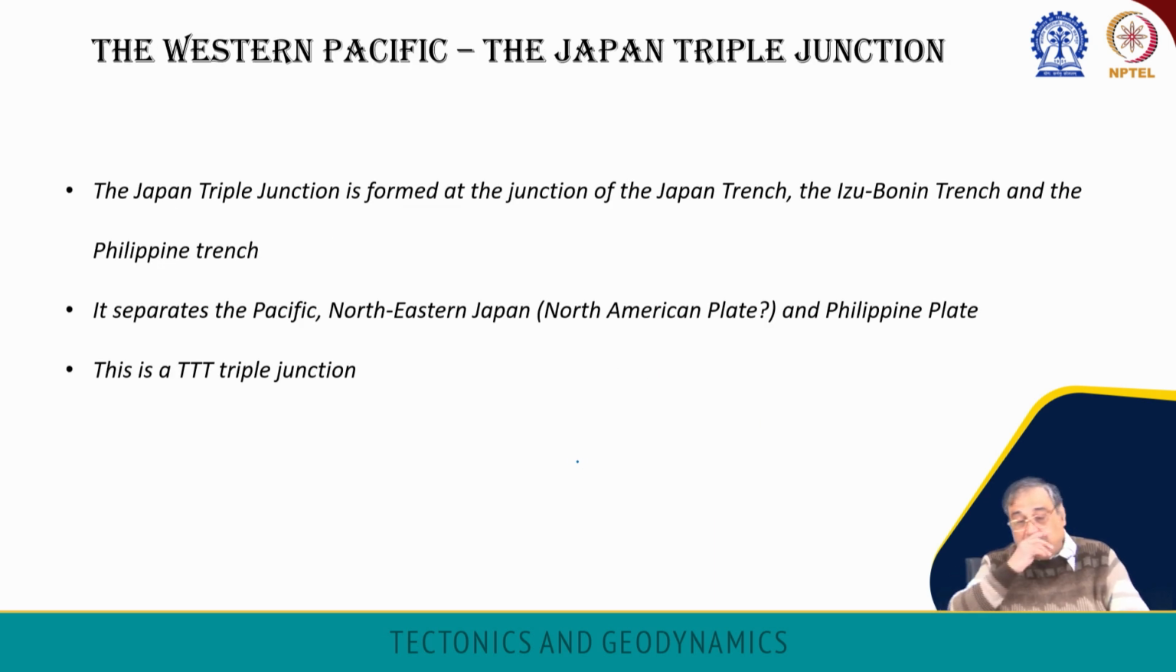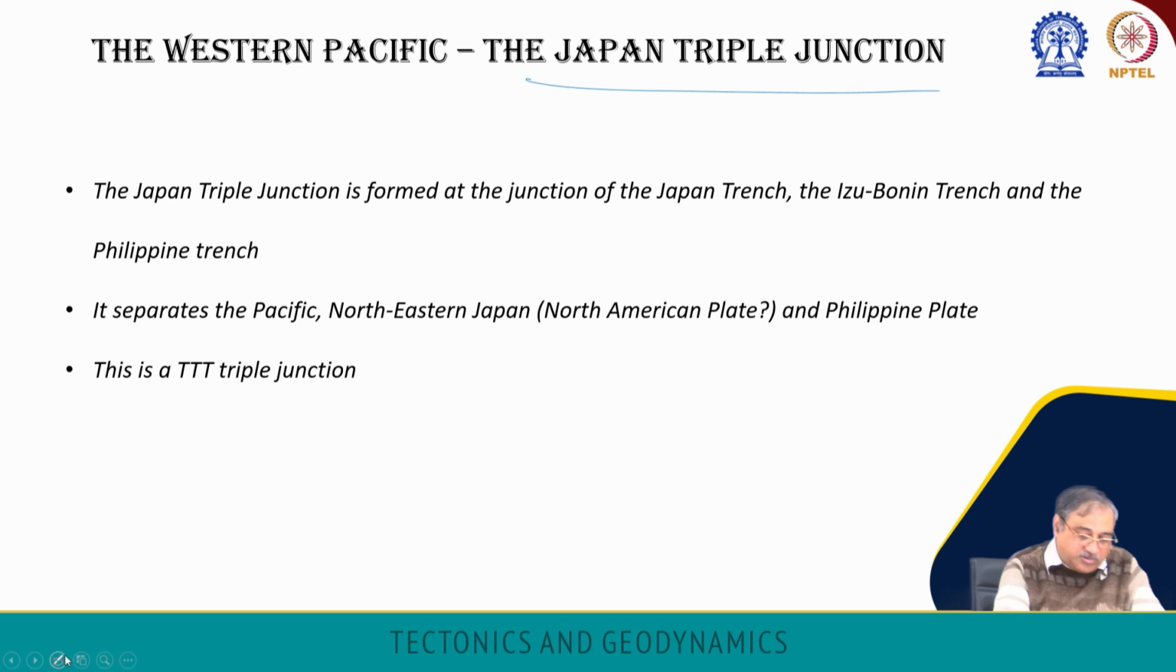Now, how about the western? Let's take a look now at the western part of the Pacific Ocean. And there we have a triple junction called the Japan triple junction. Again, let's switch back to red for variety. So the Japan triple junction here.